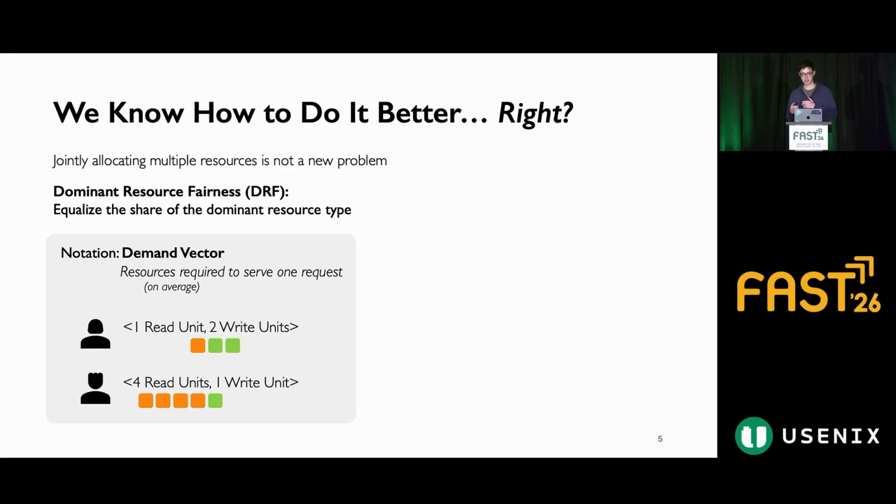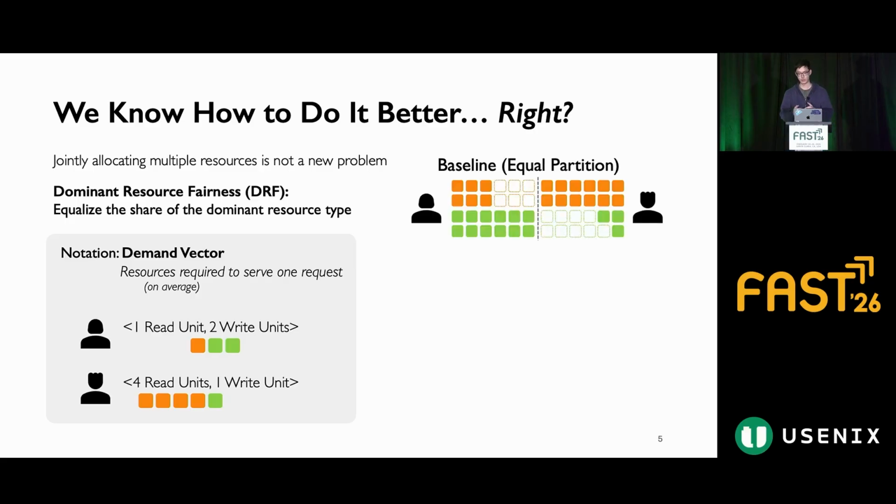Here we have a simple example where Alice consumes read and write units in the ratio of 1 to 2, whereas Bob consumes in a ratio of 4 to 1. So with the equal partition baseline, every tenant will get half the read units, half the write units. So we see there's a lot of underutilization between these tenants. So we say Alice is write dominated with many read units underutilized, while Bob is read dominated.